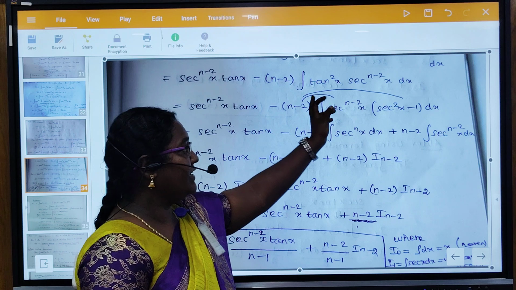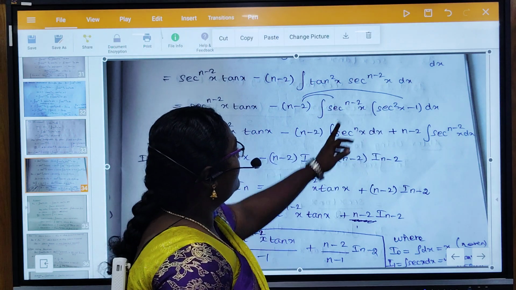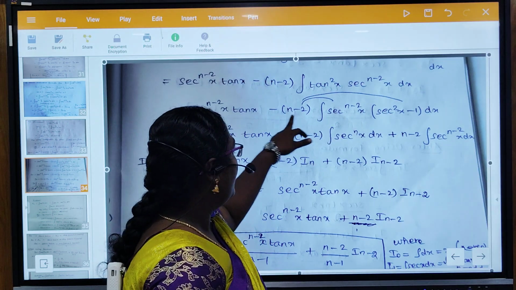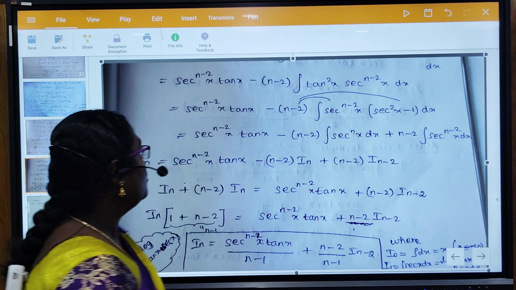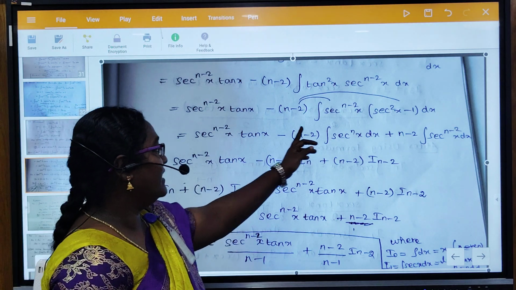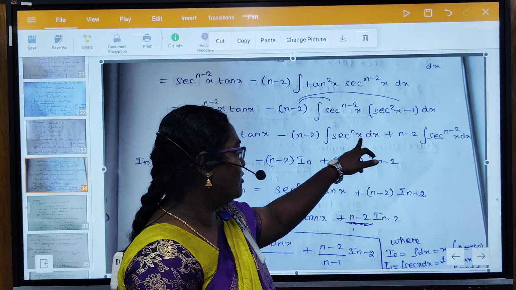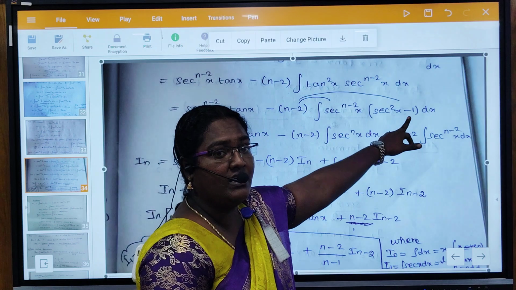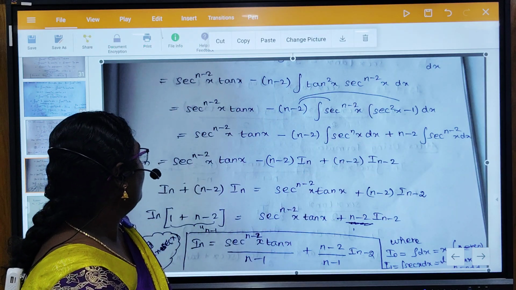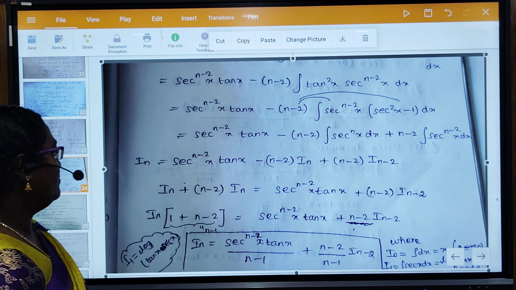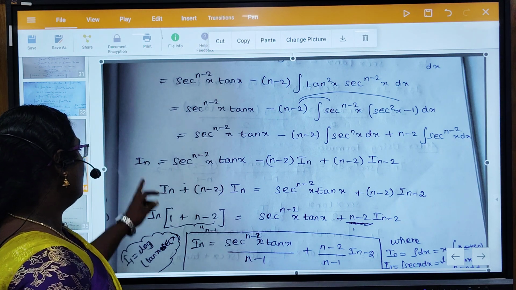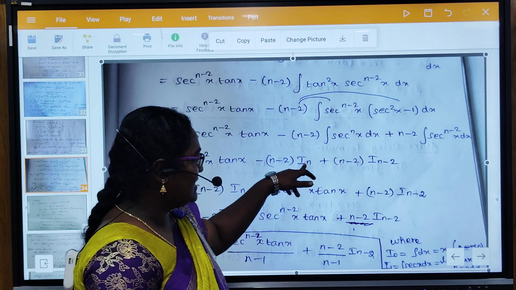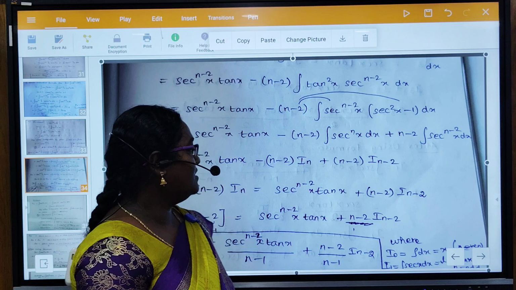This tan square x can again be written as secant square x minus 1. So it becomes secant square x minus 1. I am again taking this secant power n minus 2 inside the bracket, as well as this n minus 2, to both the terms. So it becomes n minus 2 plus 2, which is secant power n, and secant power n minus 2. Here we have a negative sign and here we have a negative sign, so that becomes positive. Now we can apply the formula we have reduced. So I n is equal to this term, which will be the same, minus n minus 2, into I n minus 2. Right?